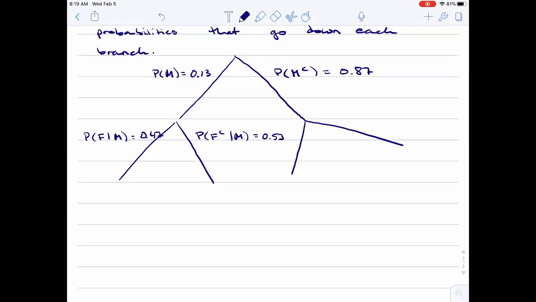I've got to scoot these over a little bit. Because here, the probability of getting an A on the final, given that they didn't get an A on the midterm, we're told is 0.11. And then here, the probability that they don't get an A on the final, given that they didn't get an A on the midterm, we said was 0.89.